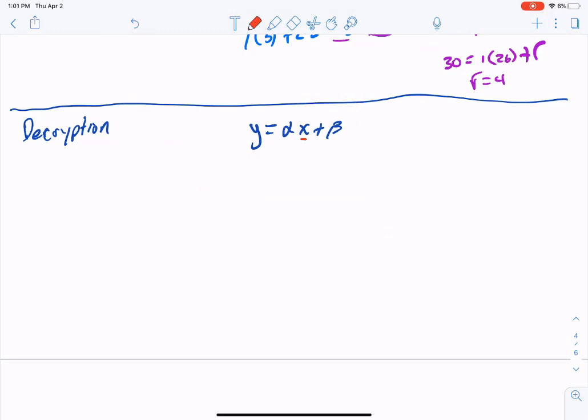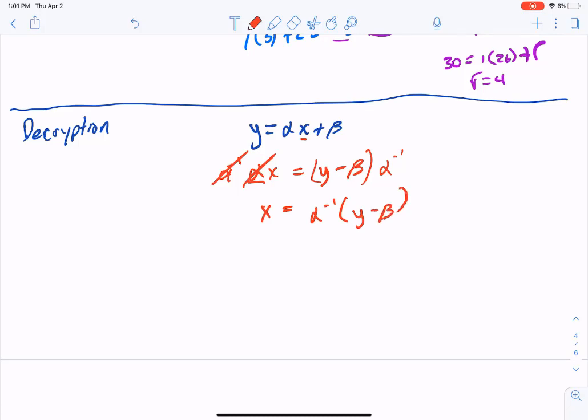So what this means now is that alpha x is going to equal y minus beta. And I can get rid of this alpha by taking its inverse. So if I were to multiply both sides by the inverse of alpha, okay, that's what I would get right here. This would go to 1. Anything times its inverse would equal 1. So x is actually equal to the alpha inverse times y minus beta. This is my decryption process right here.